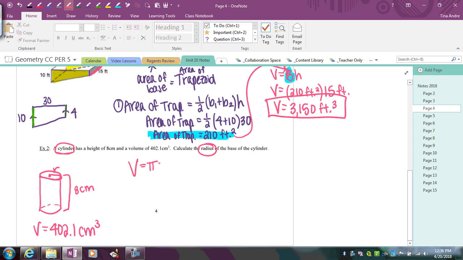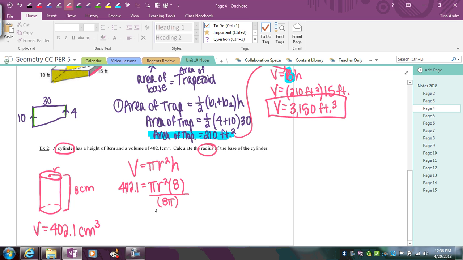So volume is going to be the area of the base, so pi r squared times the height. So plug in for volume, 402.1, pi r squared, and then my height I do know. So I need to get r by itself, so that means I need to divide both sides by 8 pi.